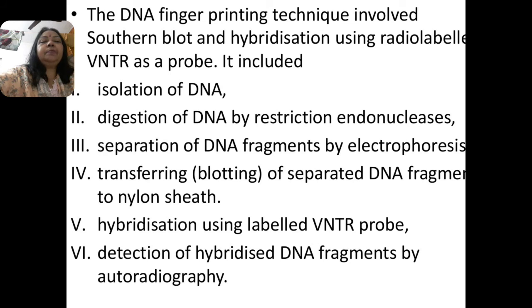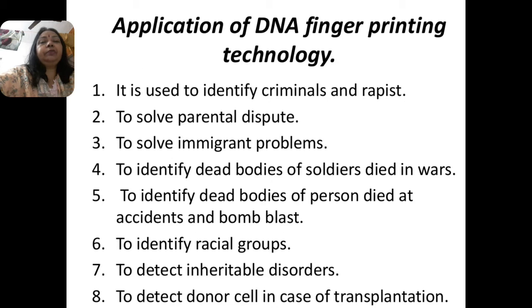Then we have to separate the DNA fragments by the process of electrophoresis, and after separation, the separated DNA fragments are transferred, or blotted, to a nylon sheet, the Southern blotting process. Then it is hybridized using the radioactive VNTR probe, and after the hybridization, the hybridized DNA fragments are detected by means of autoradiography.